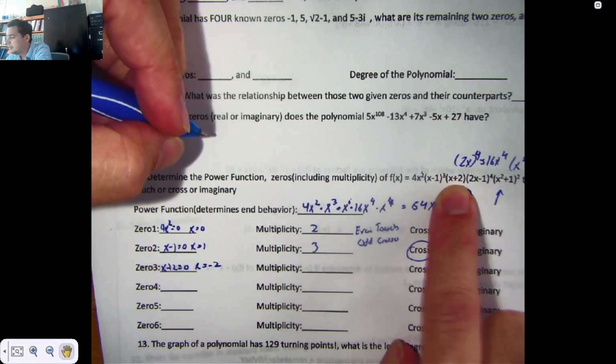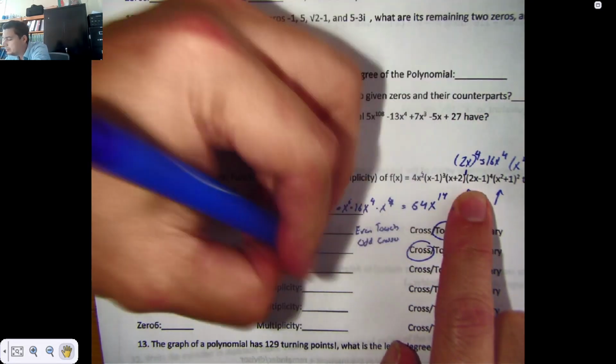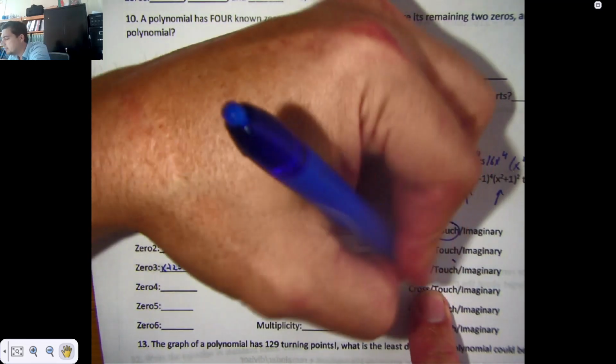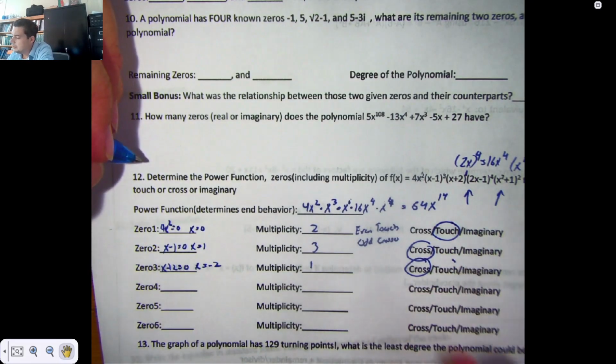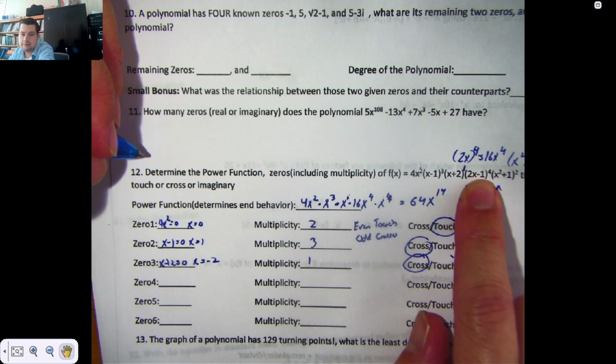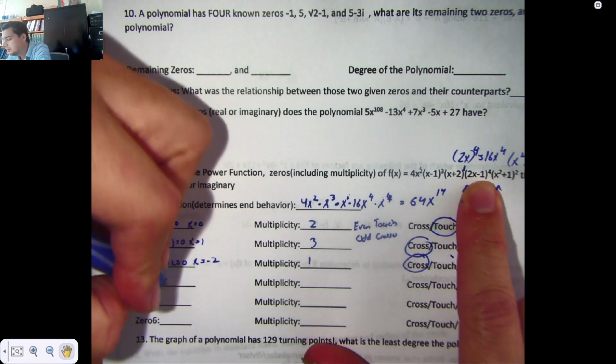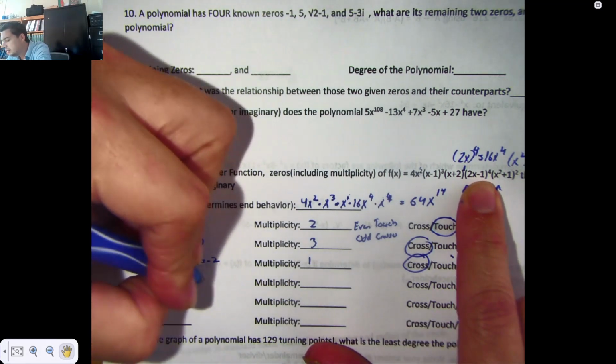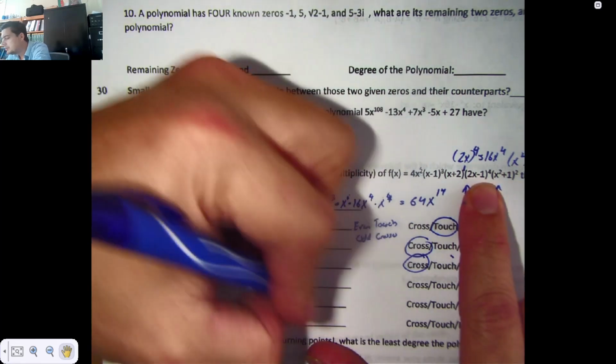Third 0, which I think is the one I skipped, x plus 2 is 0, so x is negative 2. The exponent on that factor is a 1. That's odd. That's a crossing. The fourth 0, right here, 2x minus 1 is 0. The x value is a half. The exponent is a 4. That's a touch.